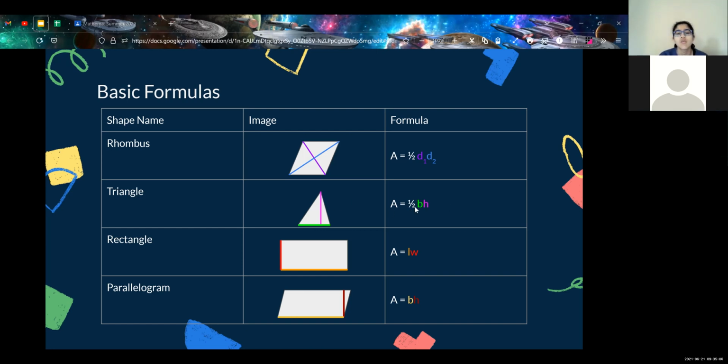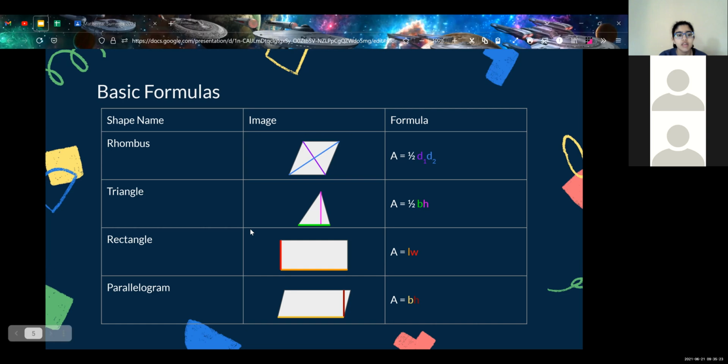Then the area of a triangle is 1/2 base times height. I'm pretty sure you all should know this. Basically it's because it's always going to be half the area of a rectangle. And down here, we can see the area of a rectangle is just length times width, which is also pretty straightforward. If you divide it into a grid, you will get length times width as the rectangle's area. Then for a parallelogram, the area is just base times height, because if you cut off this section and put it here, it will always form a rectangle with the same dimensions as the base times the height.